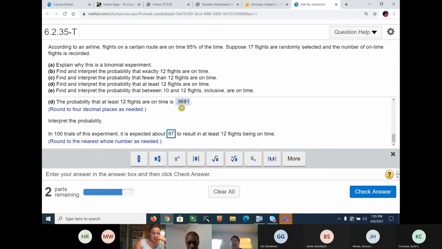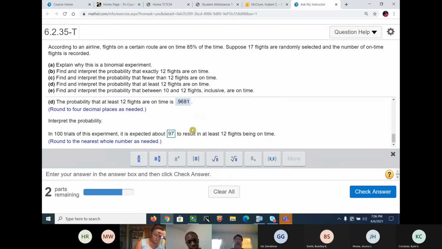It's supposed to be 10 flights, but why did I get that? Did I not type that in right? You said 0.9681. That's right. If you do 100 trials, that's multiplying 100 times 96.